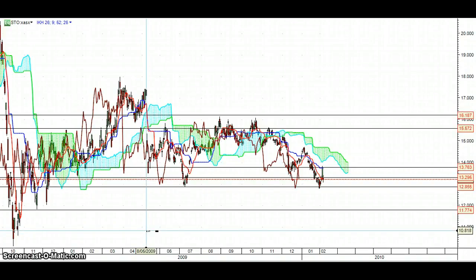There's not a lot of support underneath, and that's why I had to draw out into the quarterly chart to try and find some trend line support. Hope that was of some assistance. Thank you.